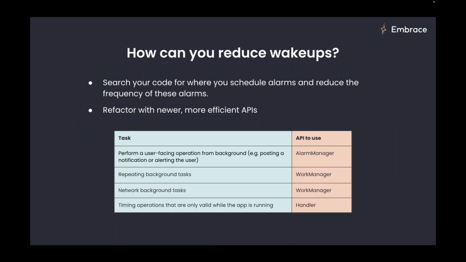There are a few ways in which you can reduce excessive wake-ups. Mostly, you can just use WorkManager. For instance, we have a few example tasks here. If you need to have a user-facing operation from the background, such as alerting the user or posting a notification, AlarmManager is probably still the way to go. If you've got something which just needs to run in the background, like a scheduled download, then WorkManager might be a good use case.